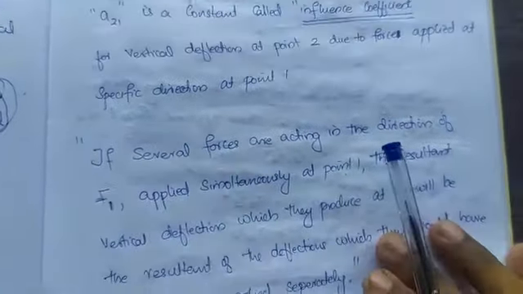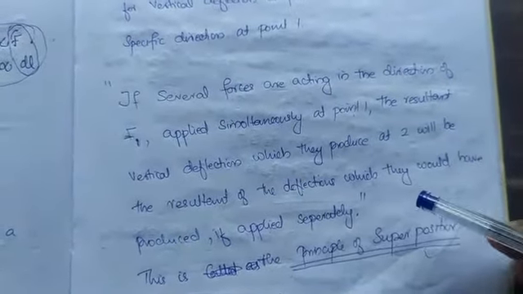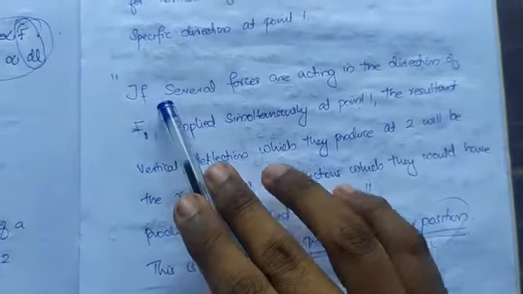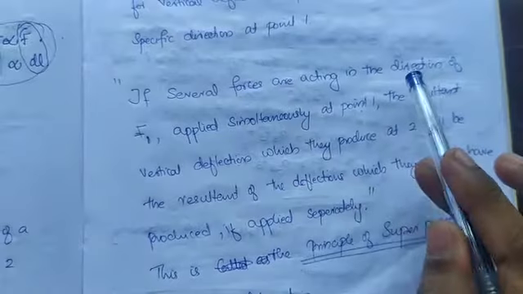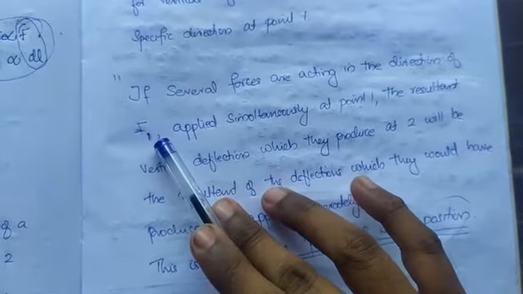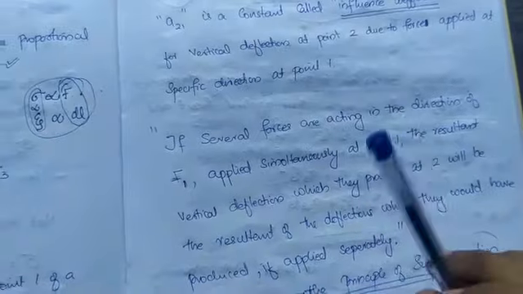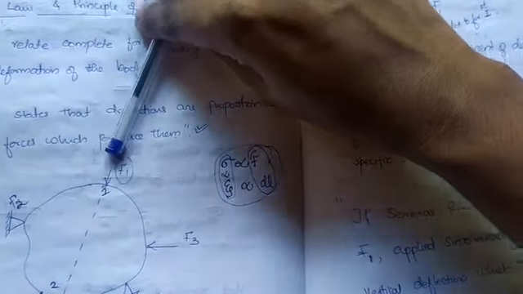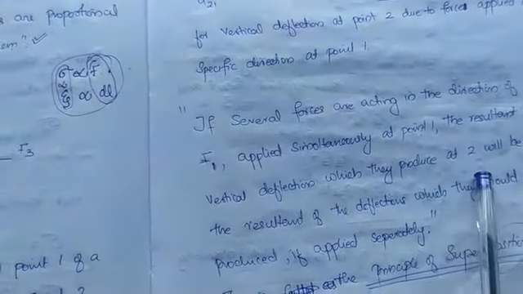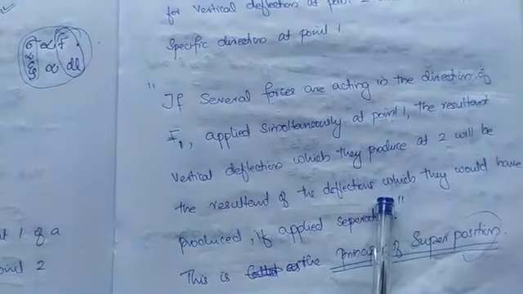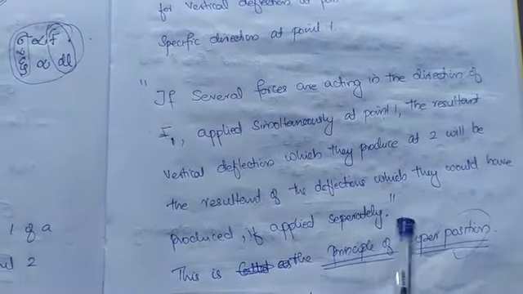Now, what do you mean by the principle of superposition? The principle of superposition states that if several forces are acting in the direction of F1, applied simultaneously at point 1, say F1, then F2, F3, the resultant is the sum of the deflections which they would have produced if applied separately.